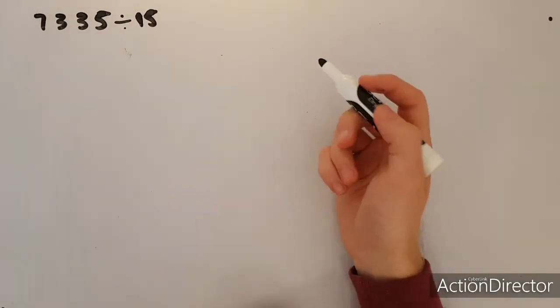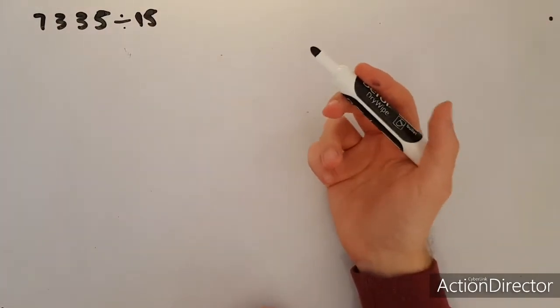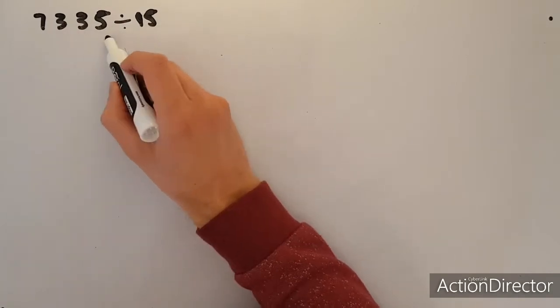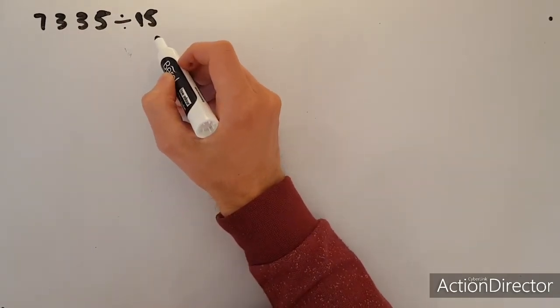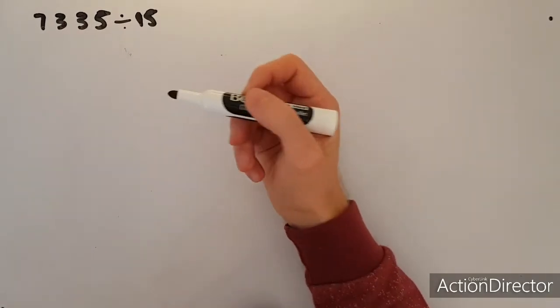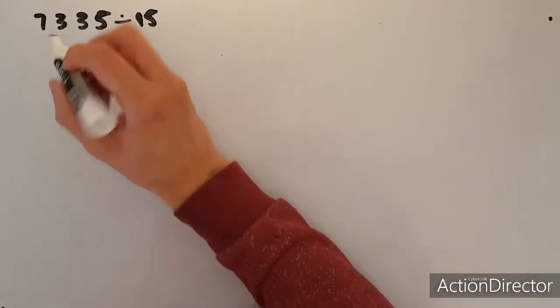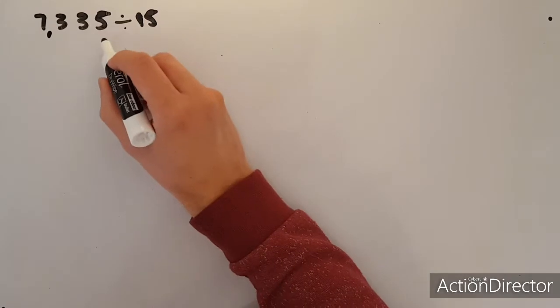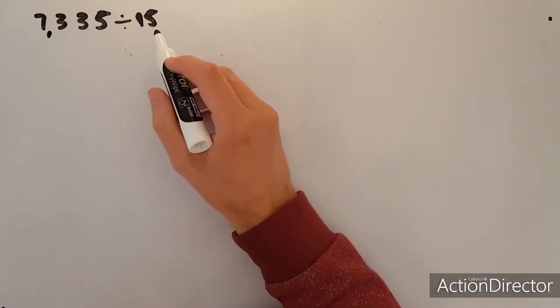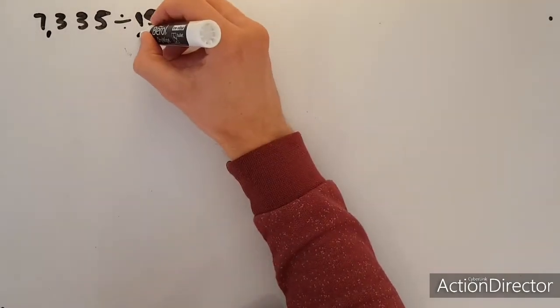Now for today's video we're going to be looking at long division, and we're going to be looking at dividing a 4-digit number this time by a 2-digit number. The first thing, as always when we're looking at long division, is to read the question. 7,335 divided by 15. So the 15 is my divisor.